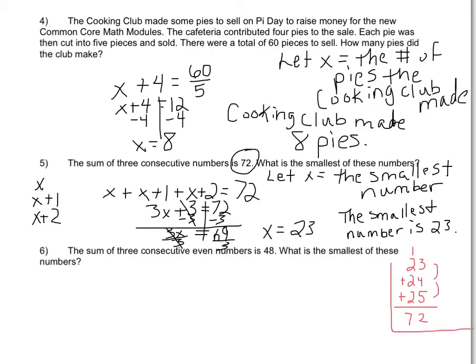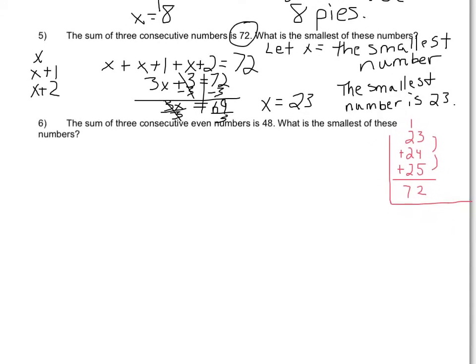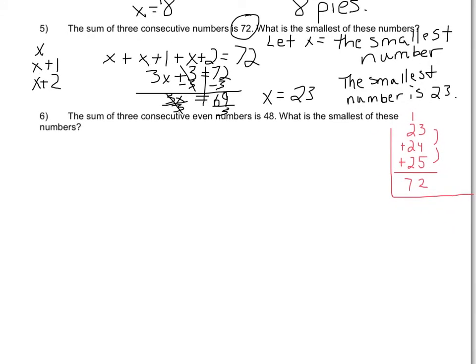All right. Number 6. Now this one says the sum of 3 consecutive even numbers is 48. What is the smallest of these numbers? Our let statement is actually going to be the exact same. Let x equal the smallest number.